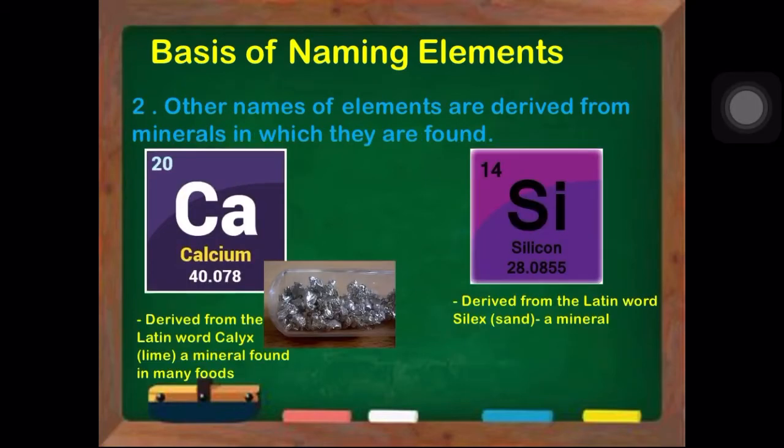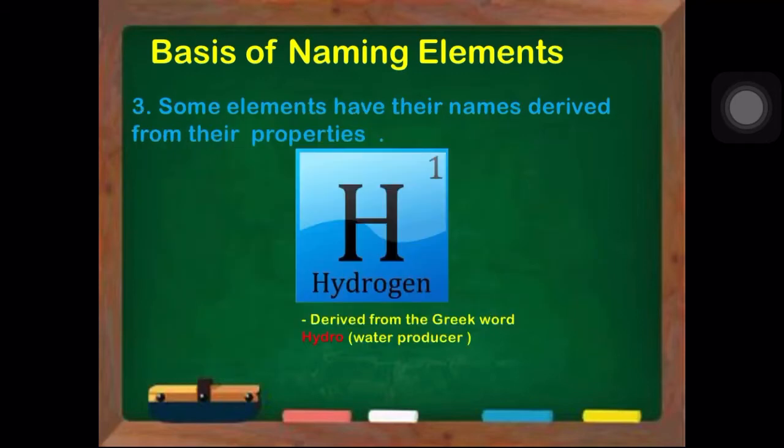Other names of elements are derived from the minerals in which they are found. For example, calcium. This name is derived from the Latin word calyx, meaning lime, a mineral found in many foods. Another example is silicon. This name is derived from the Latin word silex, which means sand. Some elements have their names derived from their properties. For example, hydrogen. Its name is derived from the Greek word hydro, which means water producer.